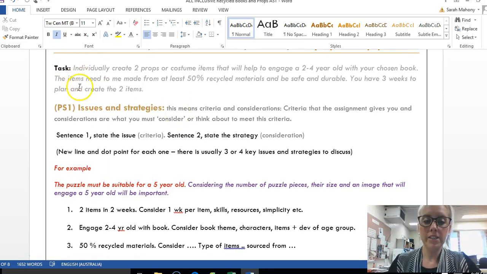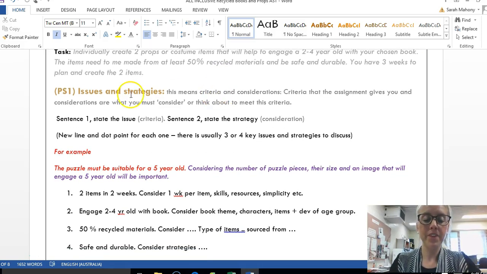Now the first thing that needs to be put in here, and it's been inserted here for you because you all have the same task, is we always include what the task was for the assignment. The second section we always have is issues and strategies. Now PS1 means that it is going to be assessed by problem solving criteria number 1. So all of this fits under the one criteria that will be highlighted.